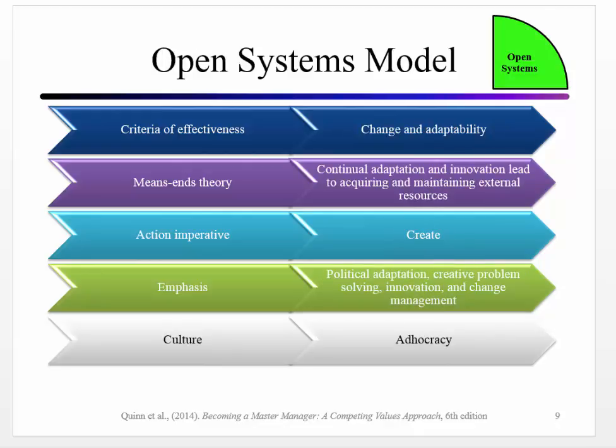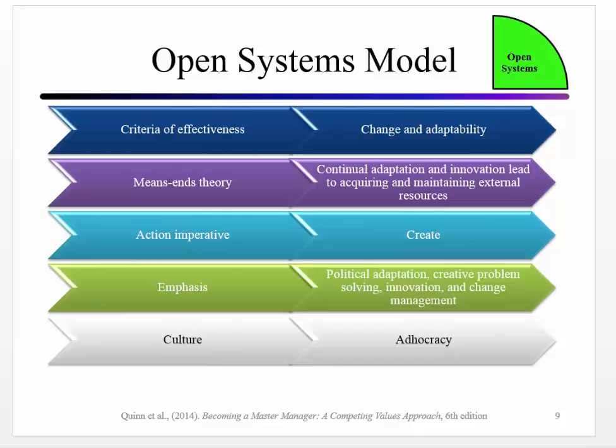Finally, we go to the open systems model, and its criteria of effectiveness is change and adaptability. They understand that to be sustainable, it's very important that change and adaptability be built into their management planning and how they go about defining the goals that are necessary at this particular point in time. The people who work in an open systems model would have to be flexible. They couldn't doggedly stick to existing or old model thinking.